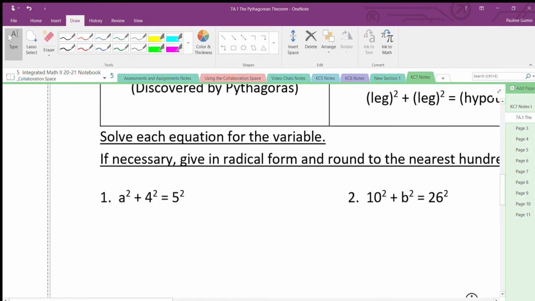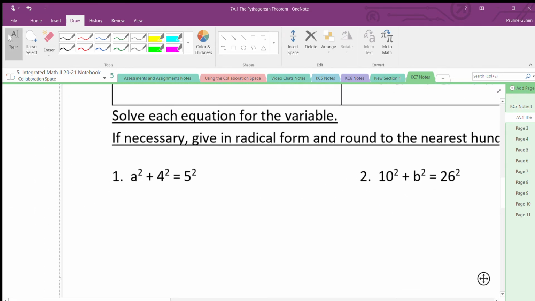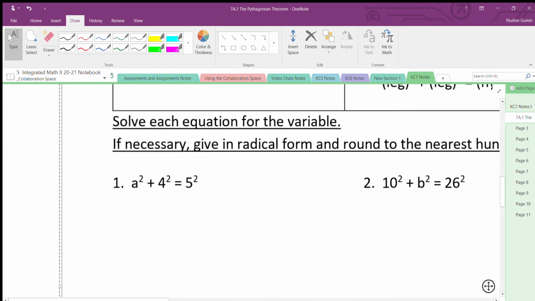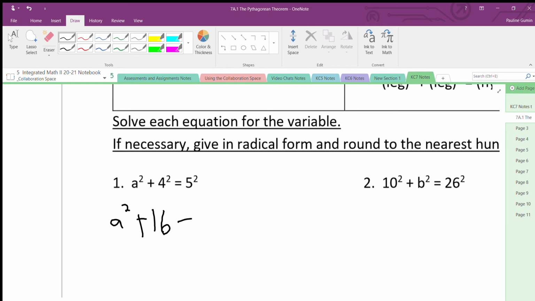Okay, so here is number 1. Let's solve for a. And this is the Pythagorean Theorem. A squared plus b squared equals c squared. The first thing I'm going to do is simplify. So instead of 4 squared, I'm going to write 16. Instead of 5 squared, 25.